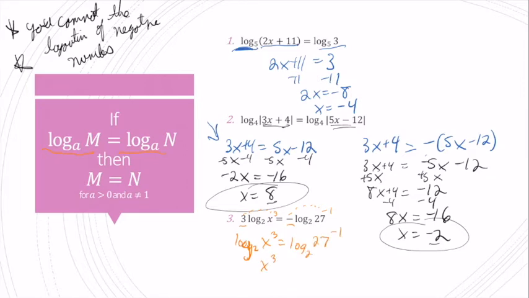That means x cubed equals 27 to the negative 1. So x cubed equals 1 over 27, which means I take the cube root of both sides. So I get that x equals 1/3. Final answer.